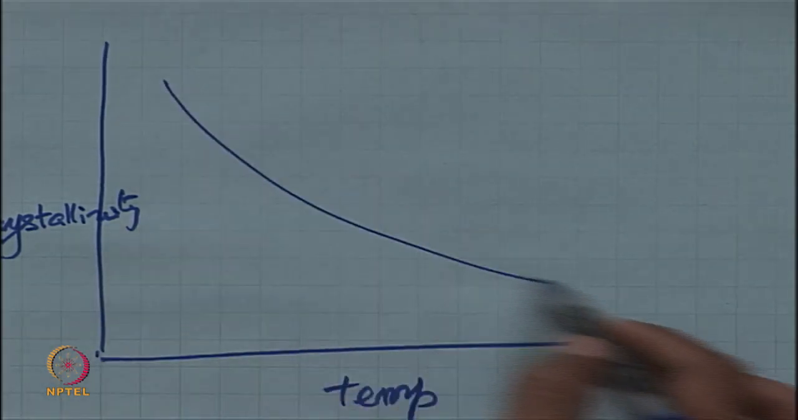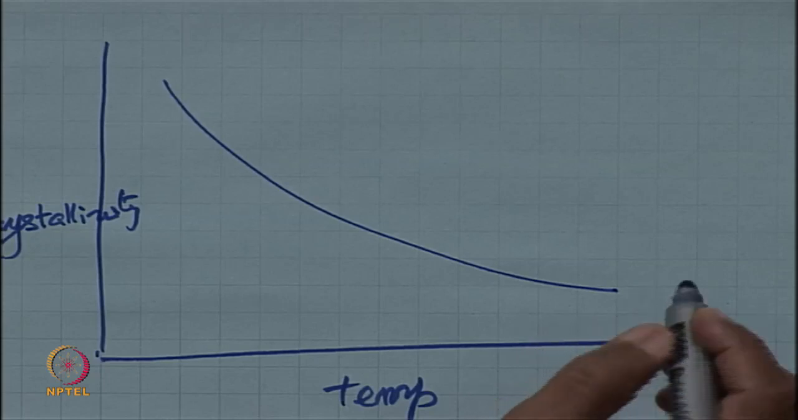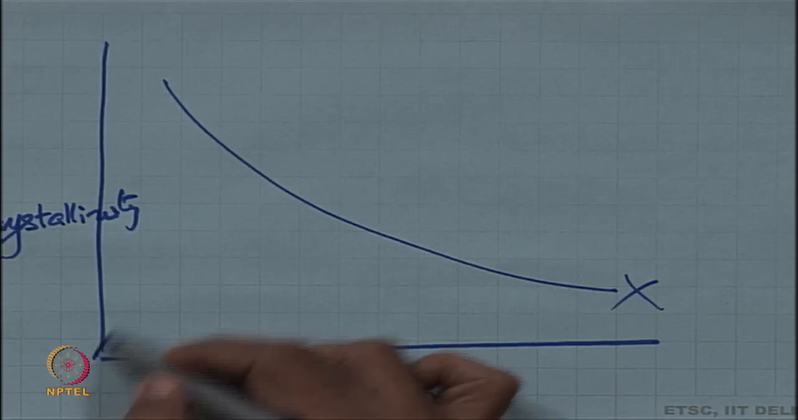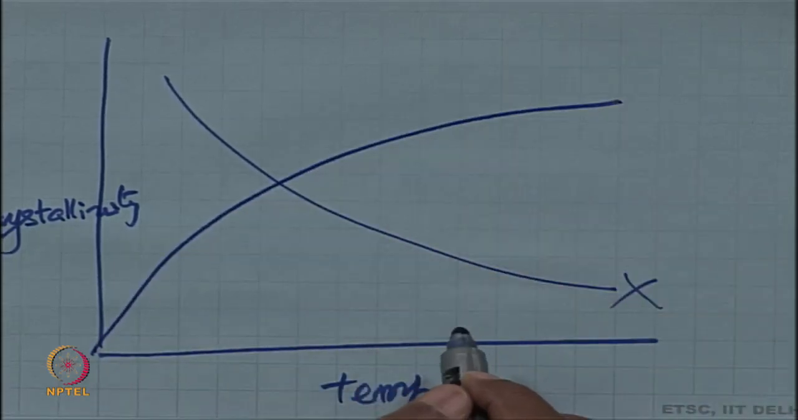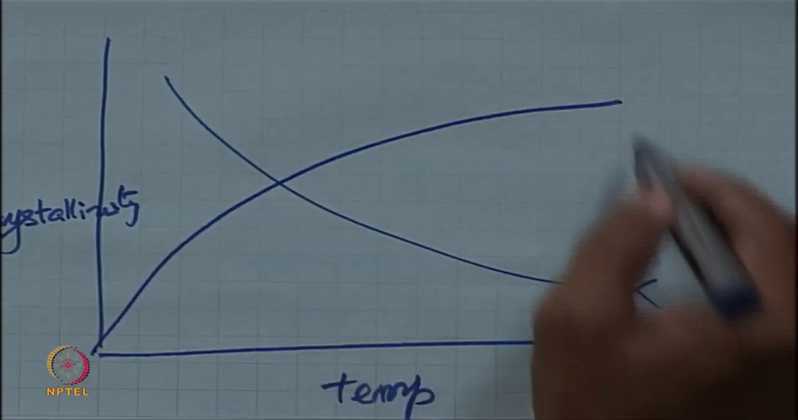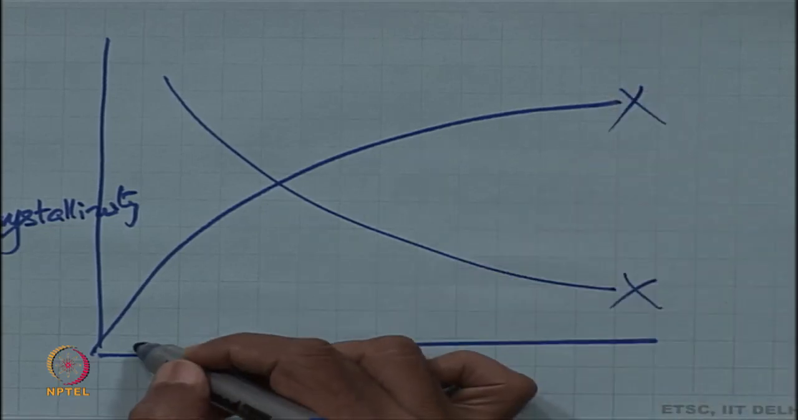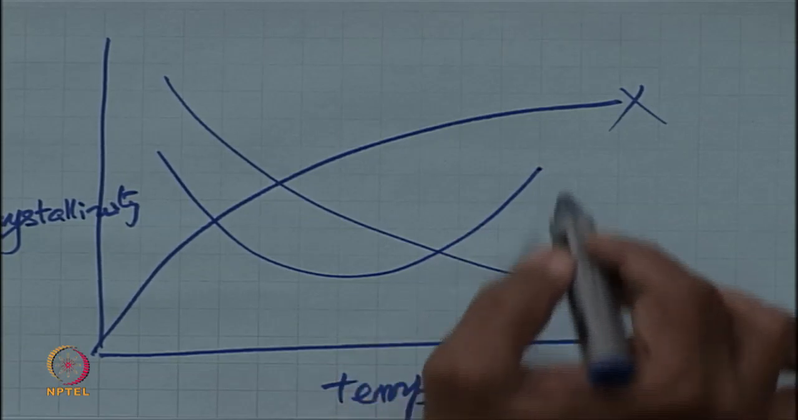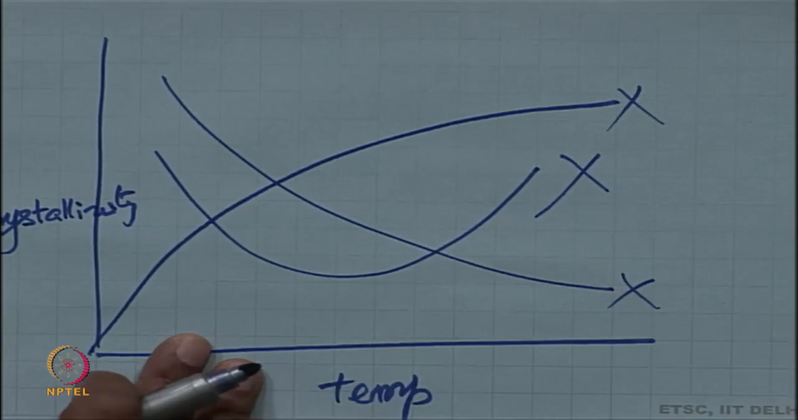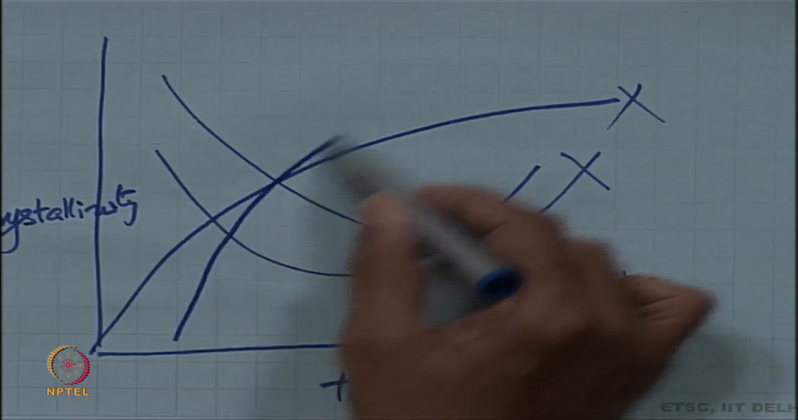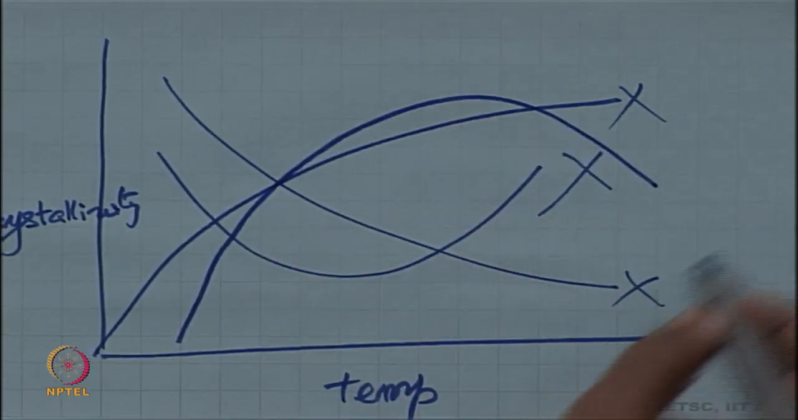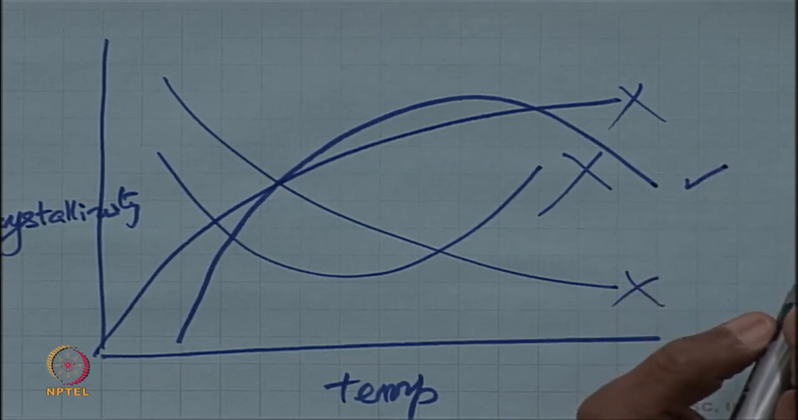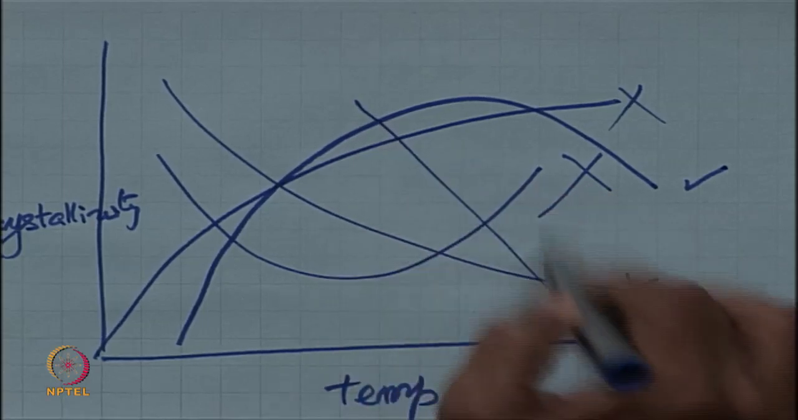Like this? Yes or no? No. Like this? No. And then this way? This also no. This way? Yes? Yes? No.